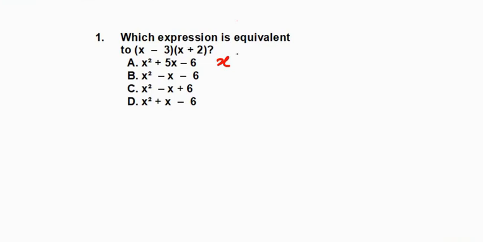So x will be multiplied in both terms. So x square plus 2x minus 3x minus 6. So we are going to get x square minus x minus 6. So option B is correct. X square minus x minus 6.